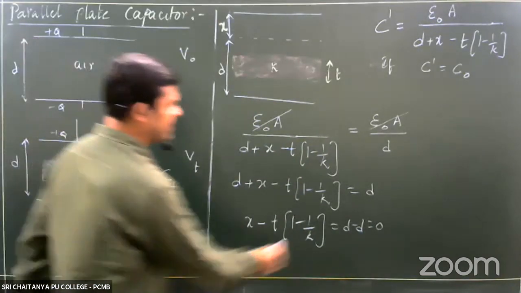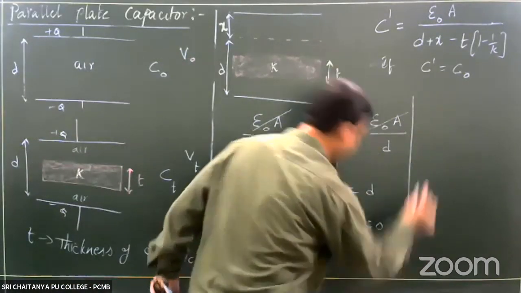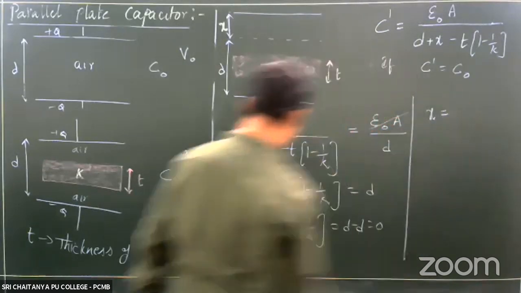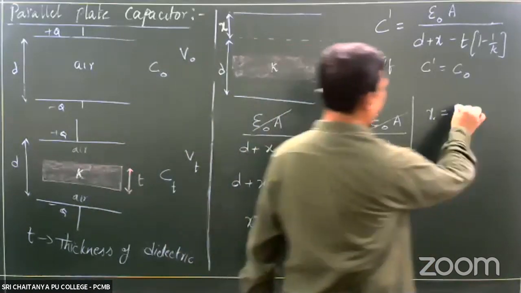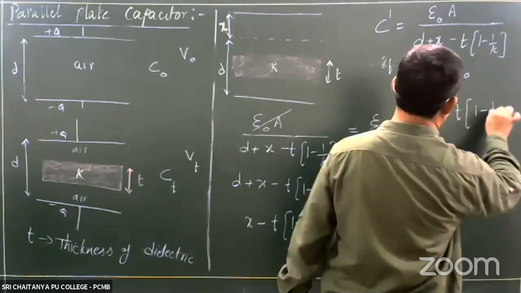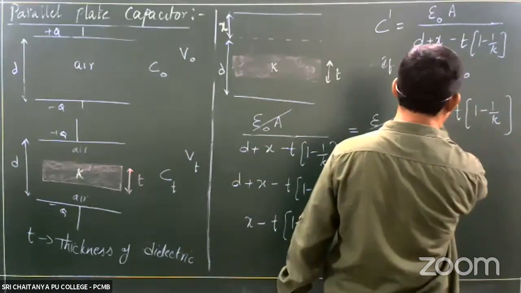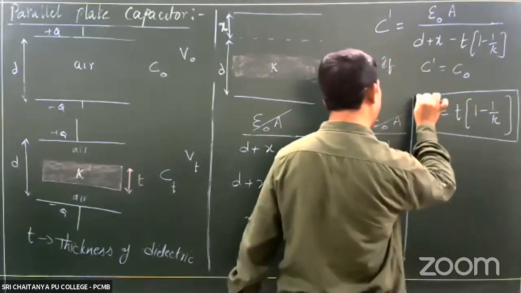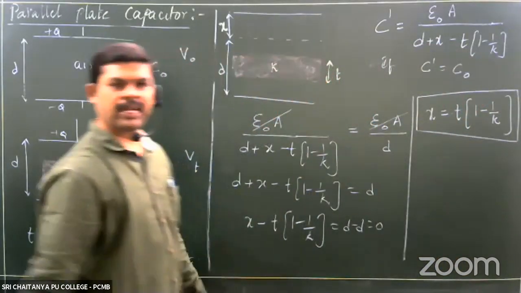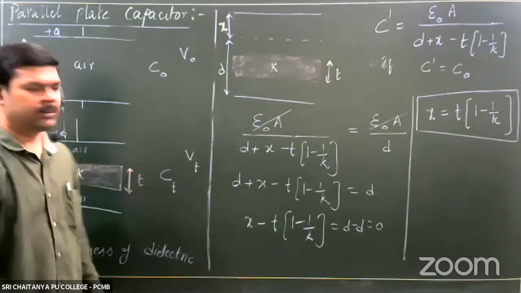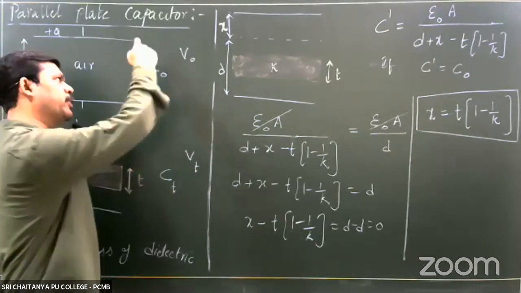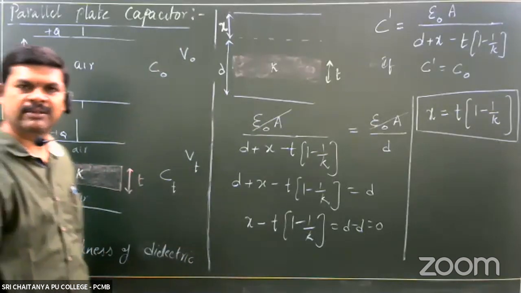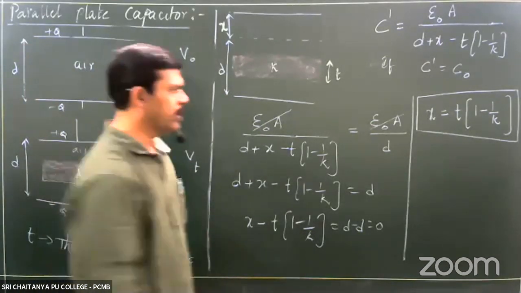Well, then what is x? Separation x is equal to, this is minus, you take it to that side, t into 1 minus 1 by k. This is the separation needed to bring the capacity value back to its original value. Important model.